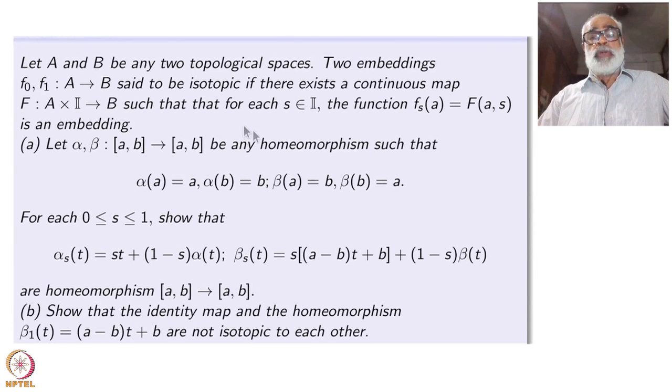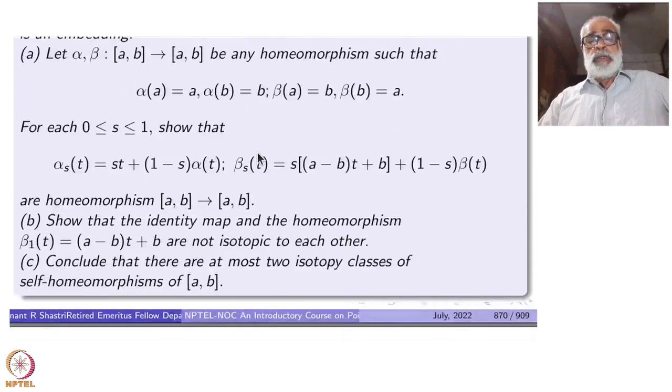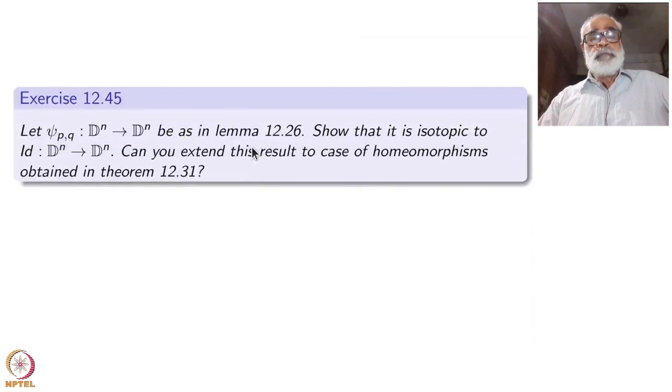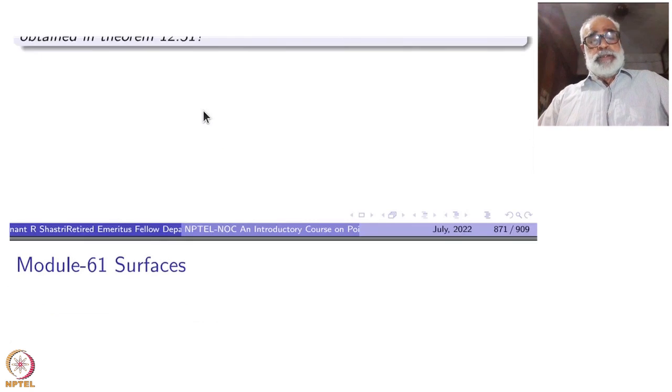So there is some new concept here called isotopy. It's just like homotopy, so I have defined it carefully. So you go through that. Then we have the transitive action. So you have got psi p q's. Can you see that they are also isotopic to each other? This is what one has to think about.